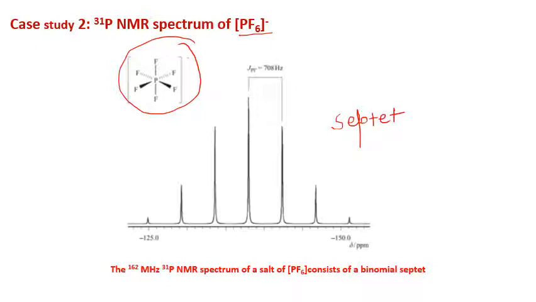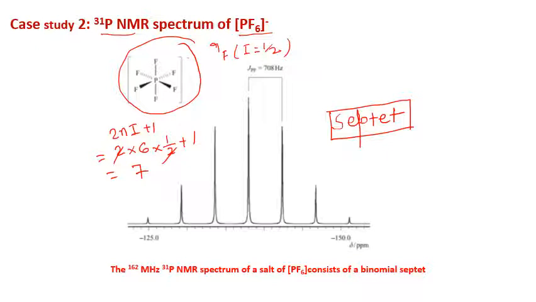Now, how do these lines come? You can directly calculate the number of lines using the similar formula: multiplicity is equal to 2nI plus 1. Here you want to record the 31P NMR. There is one phosphorus, and it is connected with 6 fluorine atoms. These are NMR active 19F nuclei, which have nuclear spin equal to 1/2. So the 6 fluorines connected to phosphorus cause the splitting, and with spin 1/2, 2 times 6 times 1/2 plus 1 gives a 7-line spectrum, according to Pascal's triangle. You will get the intensity ratio also from Pascal's triangle.